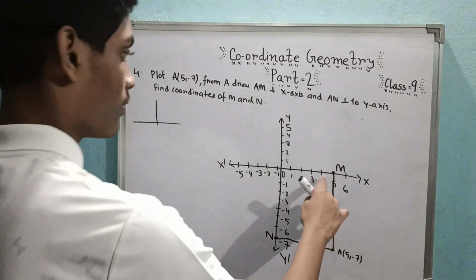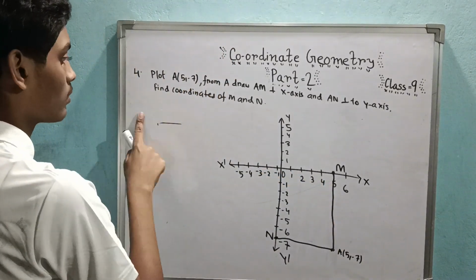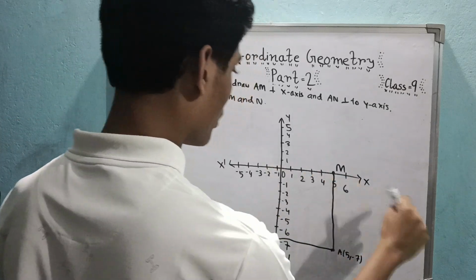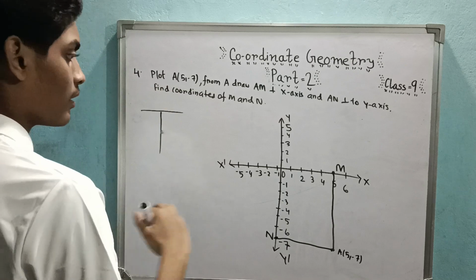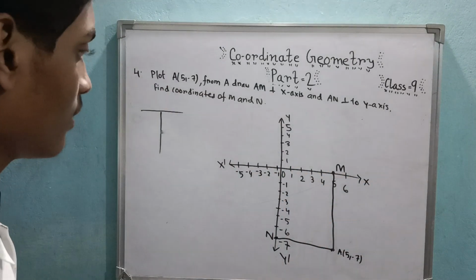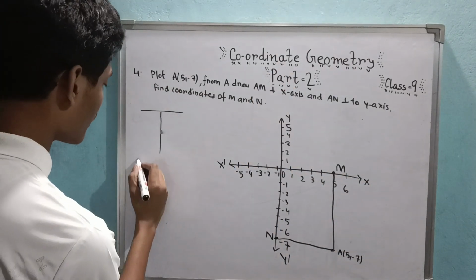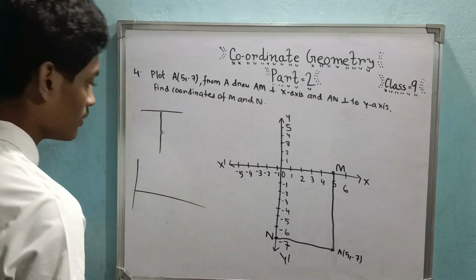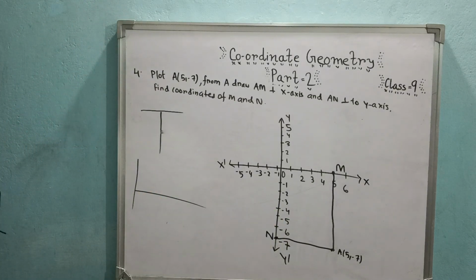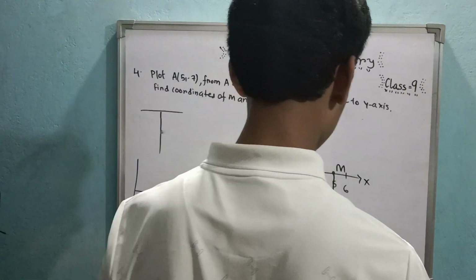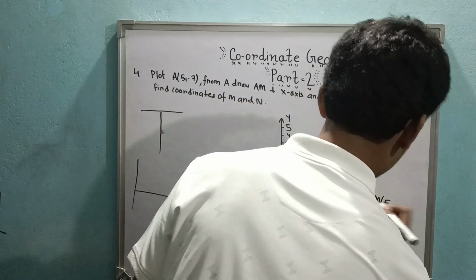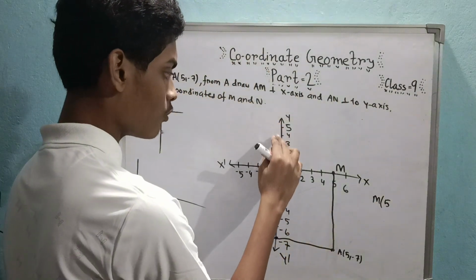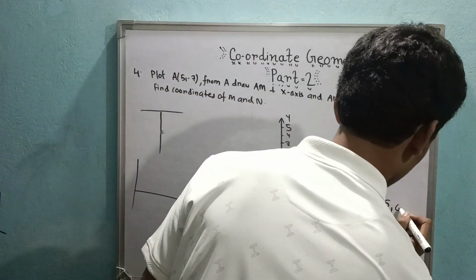See how this point is looking. Is this line perpendicular to the x-axis? This is the line. Okay, it's looking like a T. Similar to the y-axis, it is looking like this. That is another perpendicular. So these are the two perpendiculars and M and N. Now calculate their coordinates. M is 5 units on the x-axis, so 5. And on the y-axis we have nothing, so 0 units.